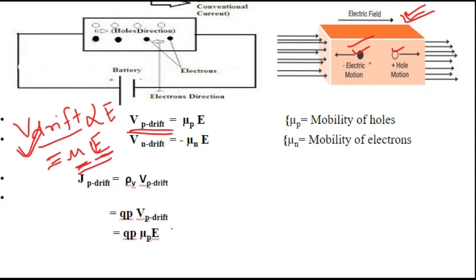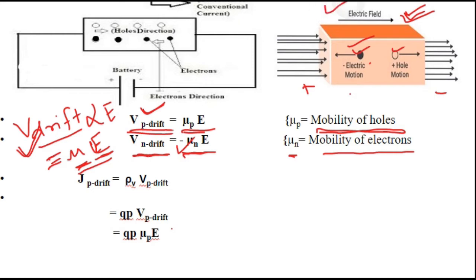So because of the holes, the drift velocity Vp is mu p into E. What is mu p? Mu p is the mobility of the holes. And what is Vn drift? It is the drift velocity due to the electrons, which is equal to minus mu n into E. What is mu n? Mu n is the mobility of electrons. Now here you can see a negative sign, that is minus. Why this minus? Because electrons will move towards the positive potential, which is opposite to that of the electric field direction.